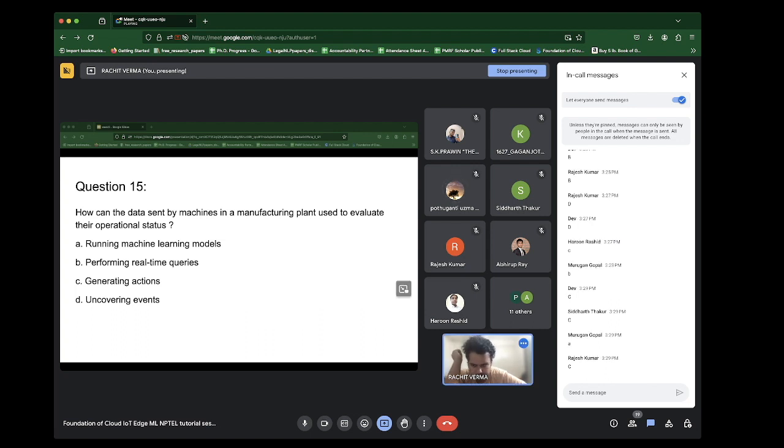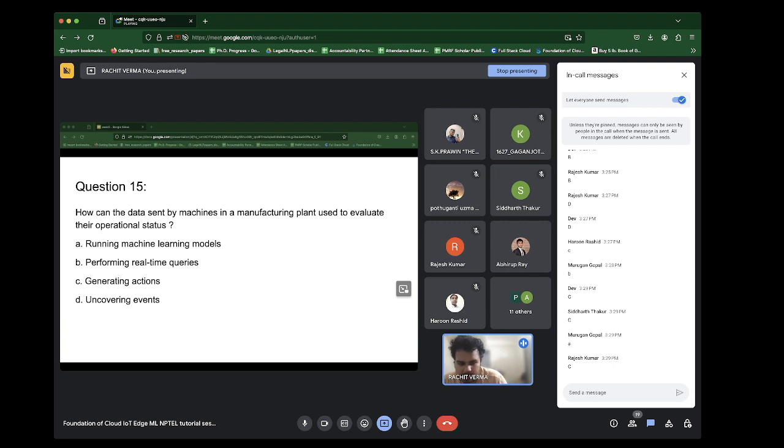Okay, so perhaps the question is not fully clear. I think I'll rephrase the question a little bit. How can the data sent by machines, like what can you do to the data to evaluate the operational status? That is my real question. What can you do to the data to evaluate the operational status? So is it ML models? Okay, that is also a fair answer. Some of you said run machine learning models. Is it B, perform real-time queries, C, generating actions, or D, uncovering events?